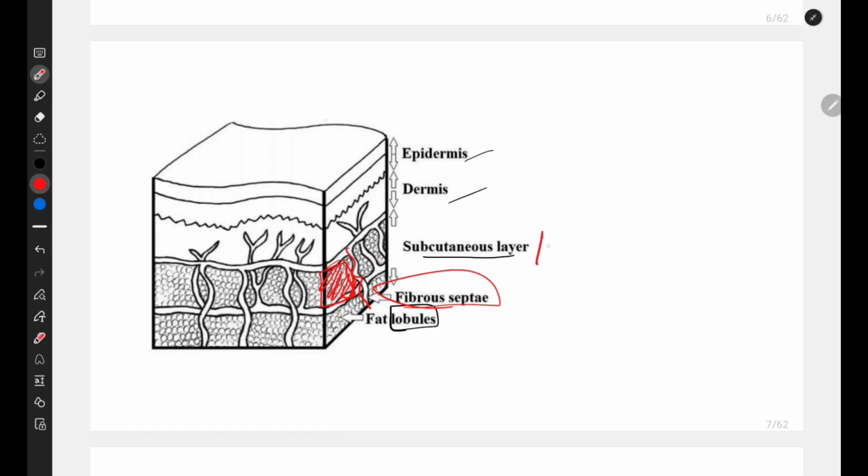So the subcutaneous layer is also called panniculus. If inflammation of the subcutaneous layer occurs, then it's called panniculitis. If inflammation occurs only in the septa, it's called erythema nodosum. If it occurs in the lobules, then it's called erythema induratum.